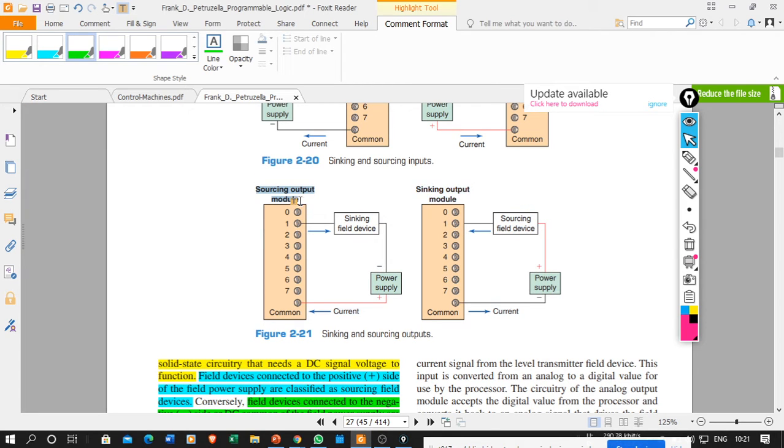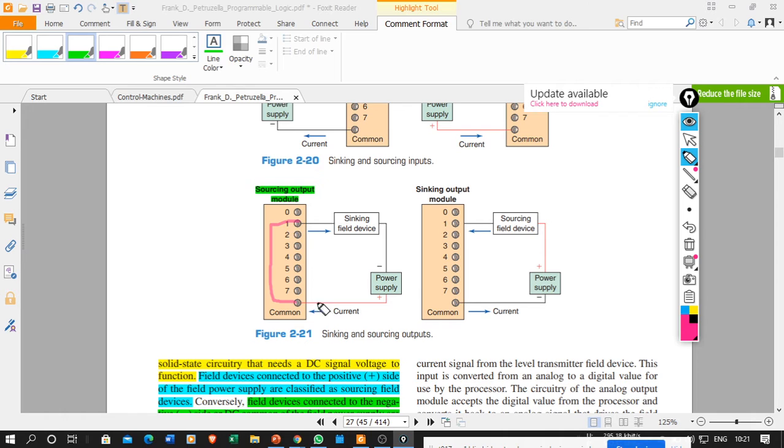in case of a sourcing output module, my current is supplied from the module to the field devices, whatever the field devices are there. So the positive of the supply is connected to the module, and the current is flowing from the module to the devices. Say my current is flowing from the module to terminal 1 to the device, and device to the negative.